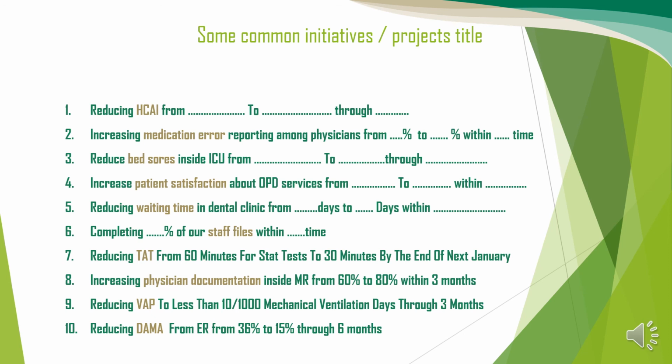Completing the percentage of the files of the staff within that time. Reducing the TAT, turnaround time, inside the lab from 60 minutes for stat tests to 30 minutes by the end of next January, for example. Increasing physician documentation inside the medical record from 60% to 80% within 3 months. Reducing VAP, ventilator associated pneumonia, to less than 10 per thousand mechanical ventilation days through 3 months, for example. I told you that I just invent numbers here to give you an example. Reducing DAMA, discharge against medical advice, from the ER from 36% to 15%.